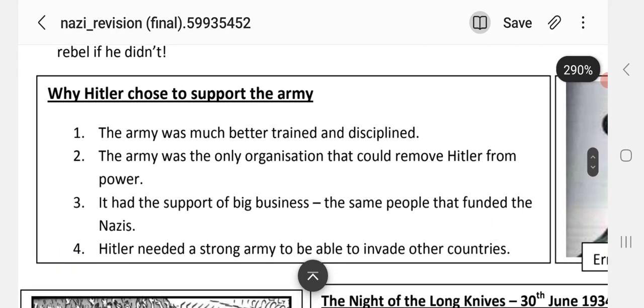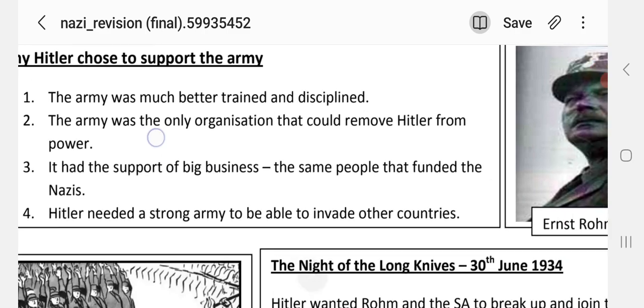The army was much better trained and disciplined. The army was the only organisation that could remove Hitler from power. It had the support of big businesses, the same people that funded the Nazis. Hitler needed a strong army to be able to invade some of the other countries.